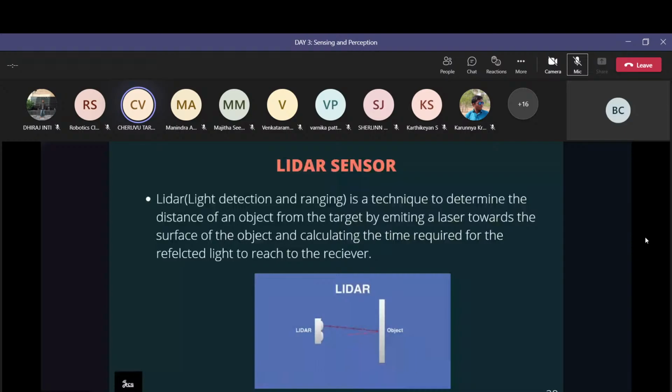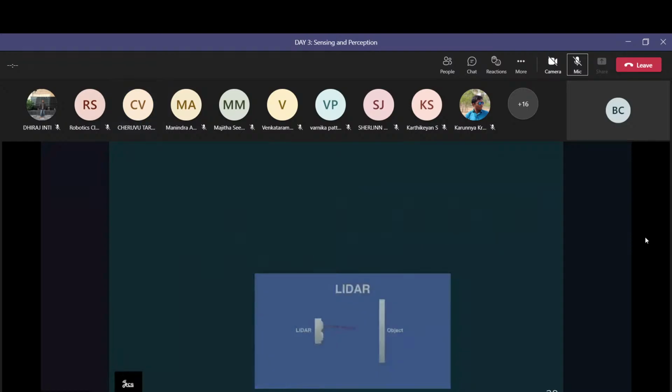With the help of this distance, speed, and time relation, you can calculate the distance, right? So 3 into 10 to the power 8 meters per second into the time taken for reflecting back. That way, you can get the distance of the object from the LiDAR sensor, right?